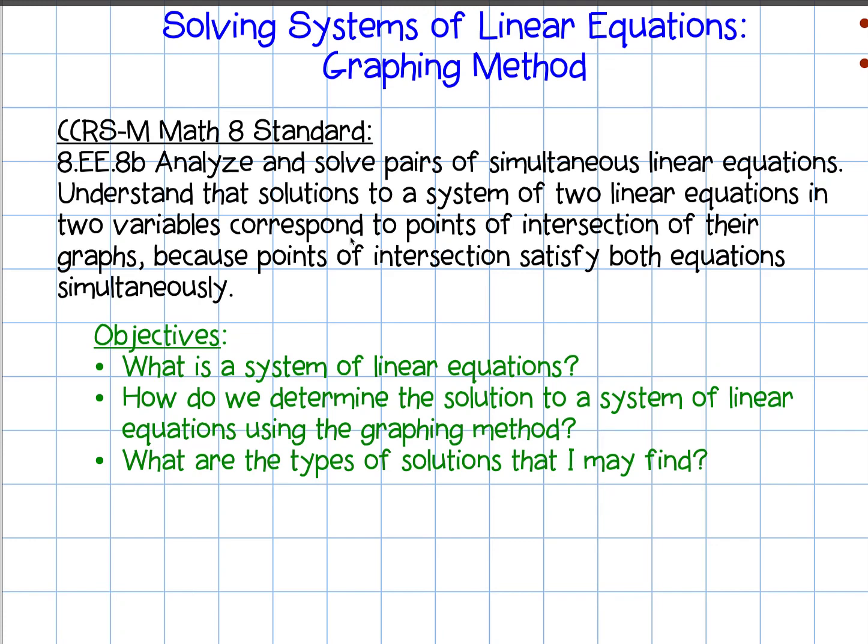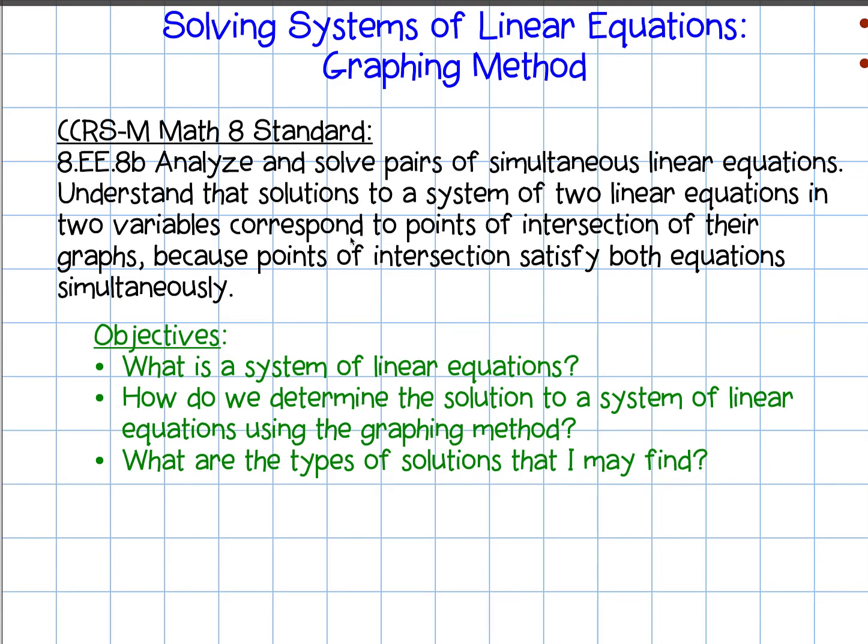So with this lesson, we're going to be talking about systems of linear equations, and specifically we're going to look at solving them. The method we're going to be looking at for solving is the graphing method. So the standard that we're focusing on talks about that what we need to accomplish is be able to analyze and solve pairs of simultaneous linear equations in the 8th grade.